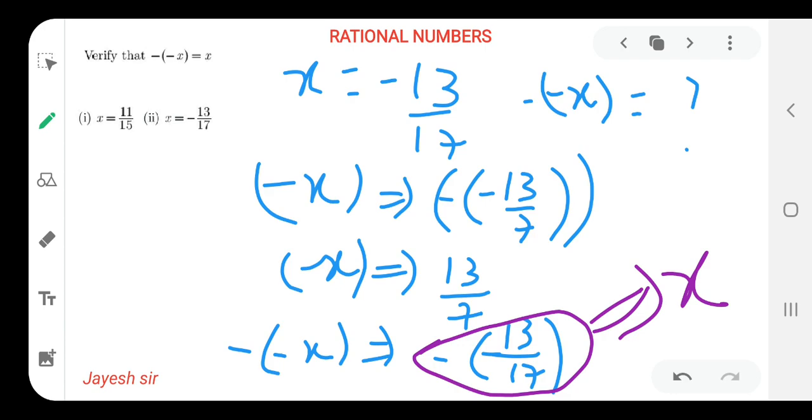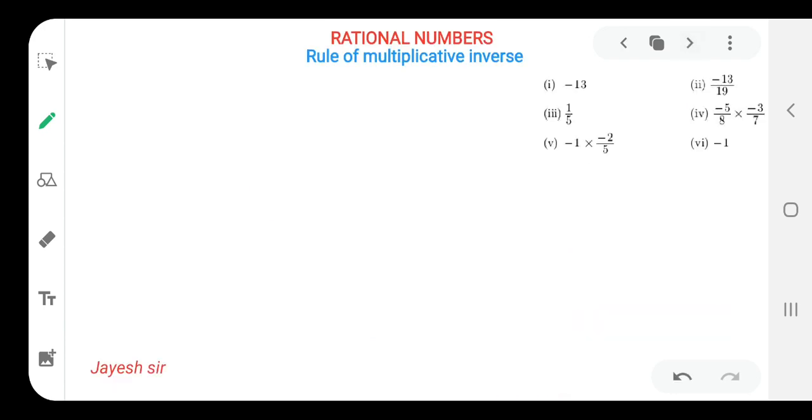So let's move to our next topic. The next topic is multiplicative inverse, as it is very much similar to additive inverse. In additive inverse, what was there? What should be added to the number to make it 0? But in the multiplicative inverse, what should be multiplied to the number to make it 1?